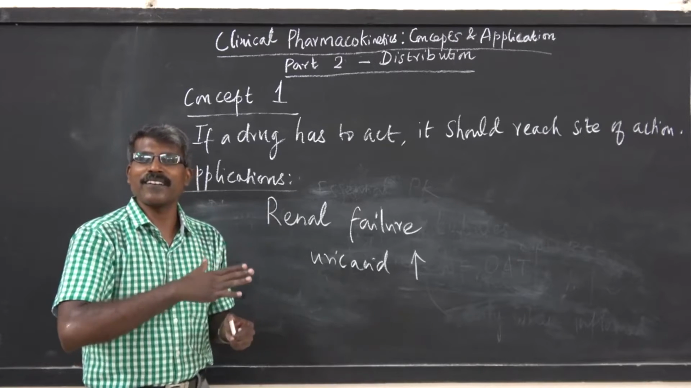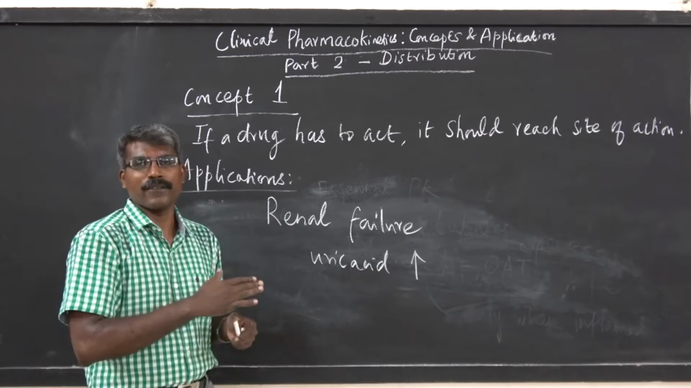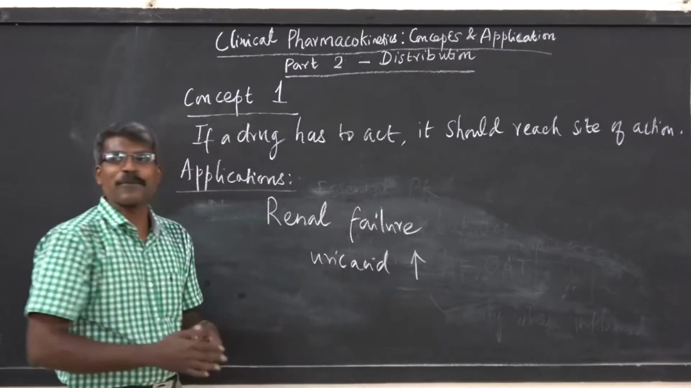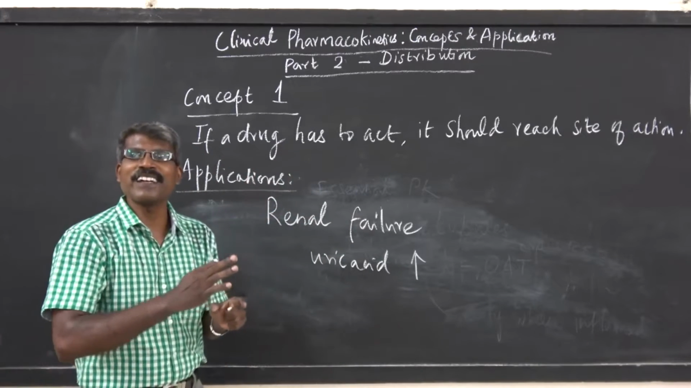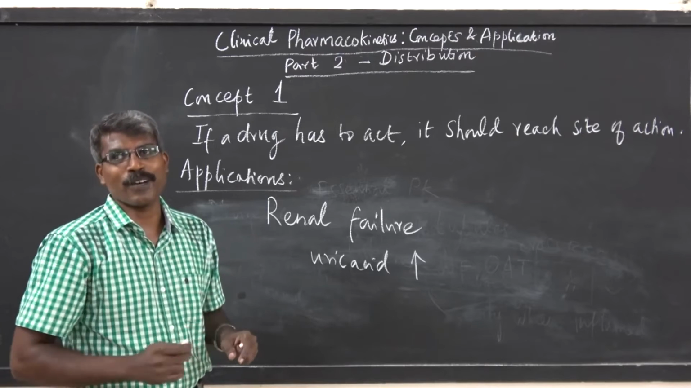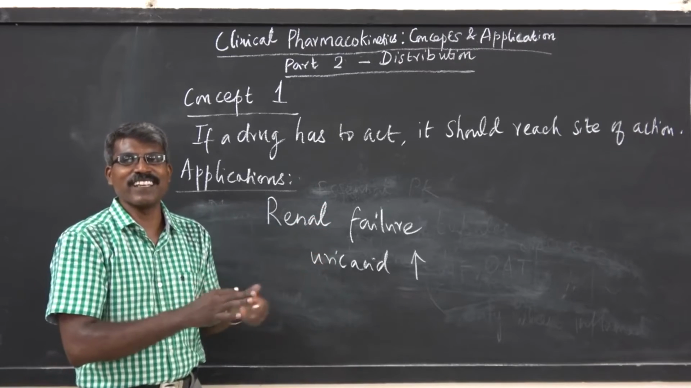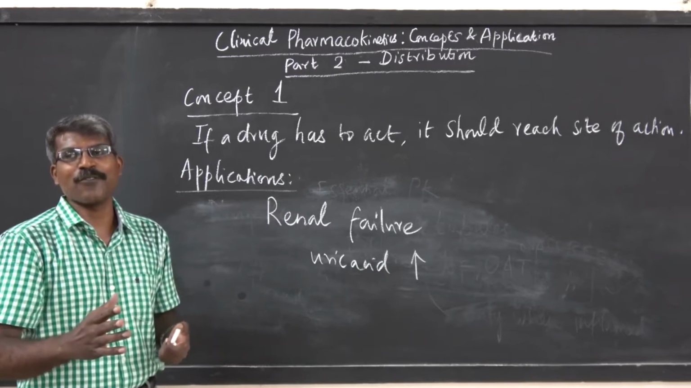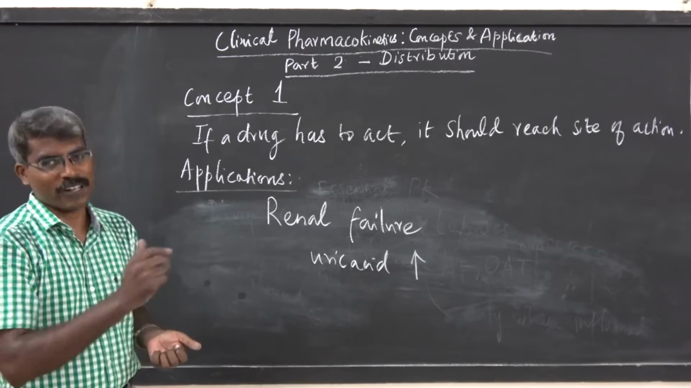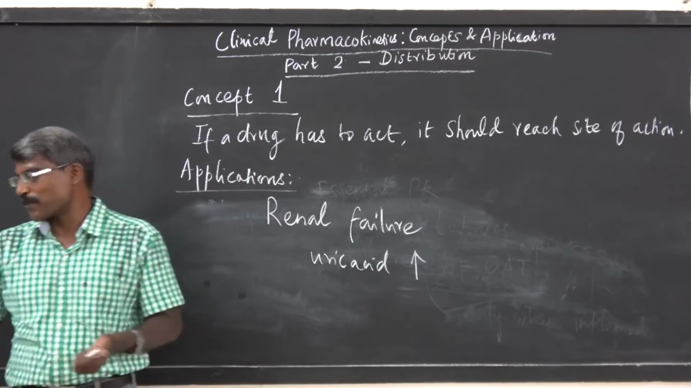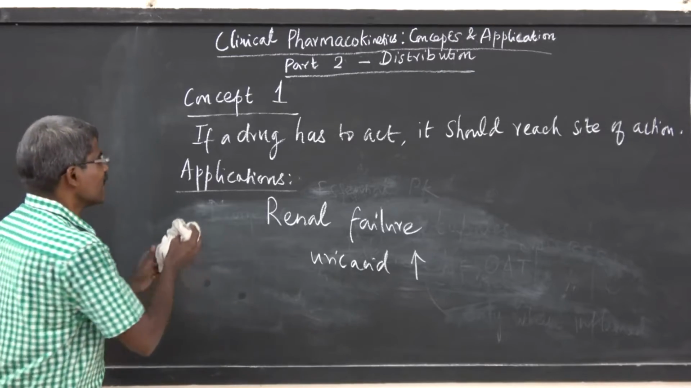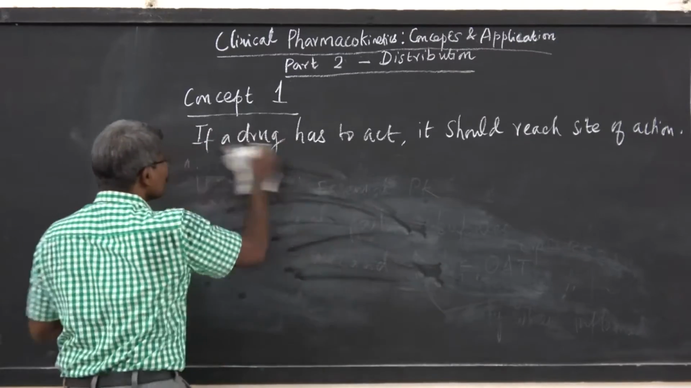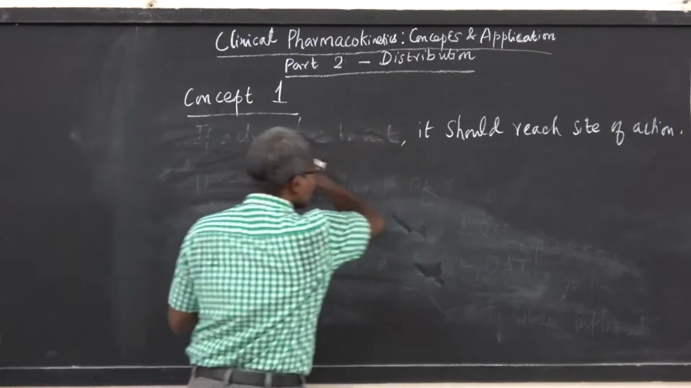That's why in a patient with severe renal failure, many diuretics don't work. So that's very basically based on this principle that if we can't bring the drug to the site of action, the drug will not work. So these are the three applications of this simple concept that a drug should reach the site of action, otherwise it can't work. Right? So that's the first principle or first concept which we have seen. Now let's see the second concept, related to distribution, and see how it can be applied therapeutically.